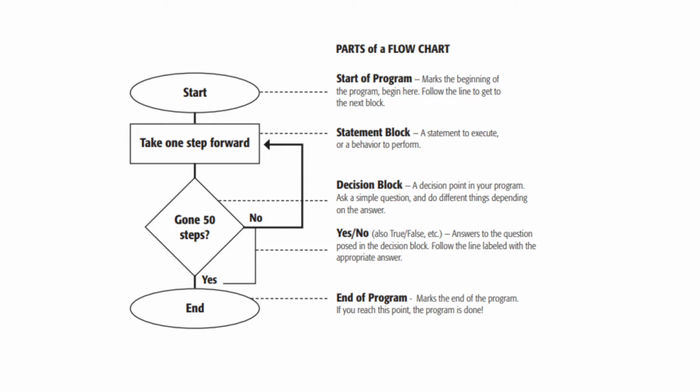Another shape that is important is this diamond. This is for any decisions that need to be made with a true or a false, yes, no as an answer. An example might be, have you taken 50 steps? Or thinking about our sensor classes, has the color sensor seen the color green? Yes or no? If yes, it might be our sign for Vernie to move forward.